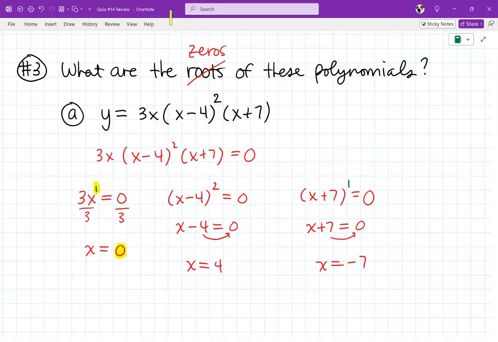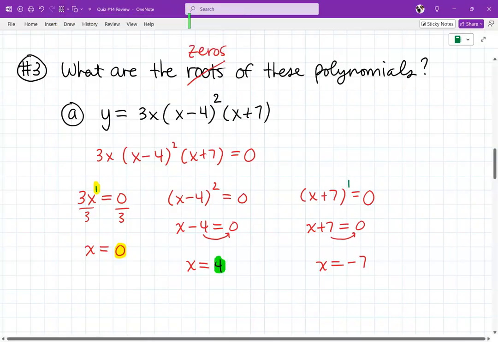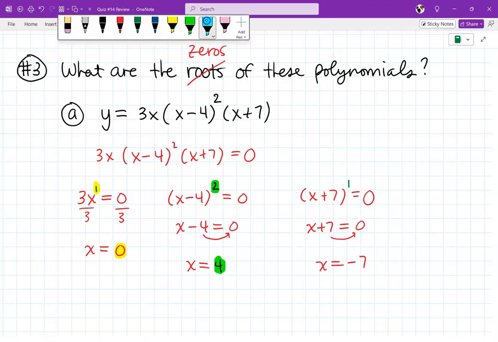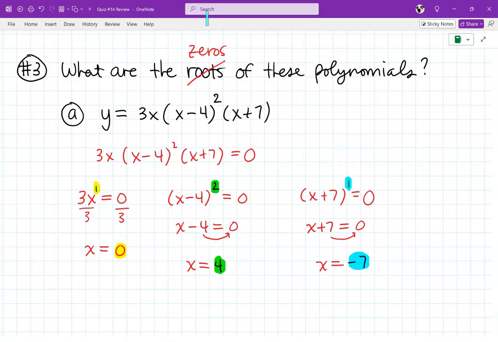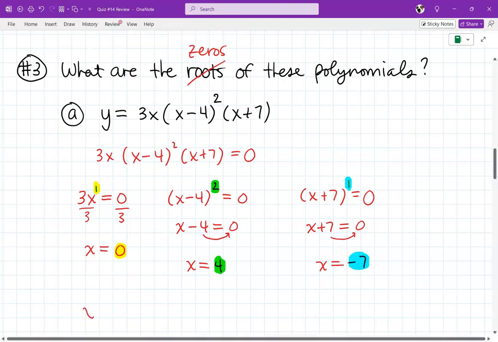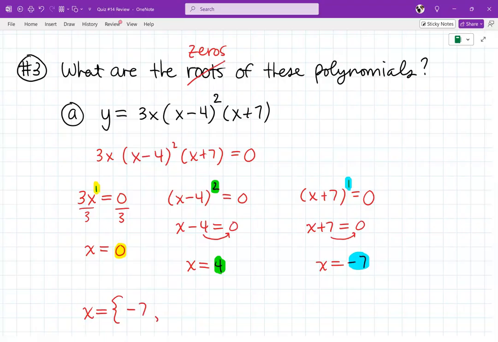So 0 only occurs once. Okay, the power tells you how many times it occurs. So 0 only occurs once. 4 occurs twice. And then negative 7 only occurs once. So that's a total of 4 answers. 0 occurs once, 4 occurs twice. So 0, 4, 4, and negative 7. There's 4 solutions there. Now to write it out properly, it's going to look something like this. Negative 7, comma, 0, comma, 4, multiplicity 2.